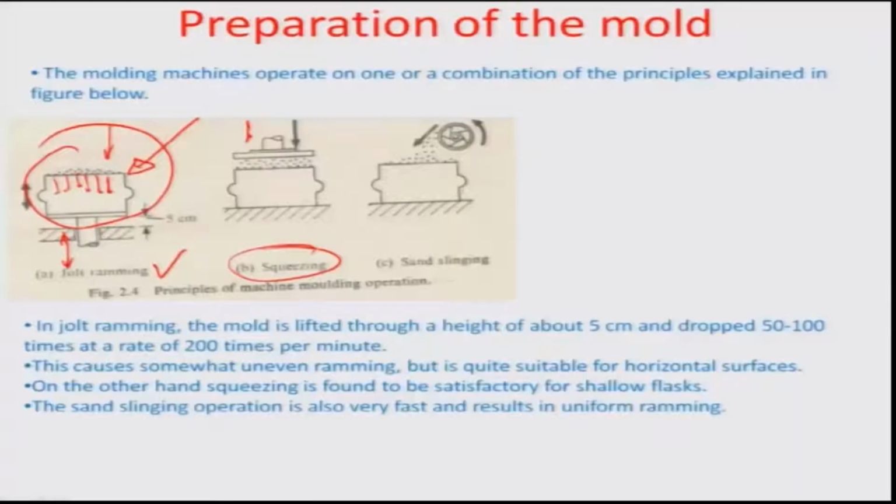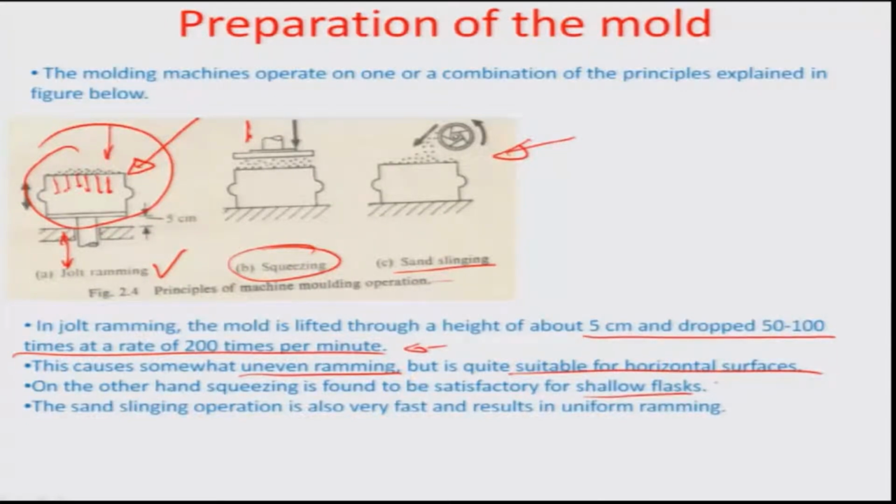There are slingers which are even able to increase the throughput further, where basically sand is thrown at a high pressure, so that it can go and sit on the top of the cope and drag and sit on top of the pattern. So in jolt ramming, the mold is lifted through a height of about 5 centimeters and dropped 50 to 100 times at a rate of 200 times per minute. Some uneven ramming is there, but it is quite suitable for horizontal surfaces. For shallow flask kind of orientations, squeezing is found to be a high throughput alternative, and sand slinging operation is mostly when there is a uniform ramming requirement of the whole sand.